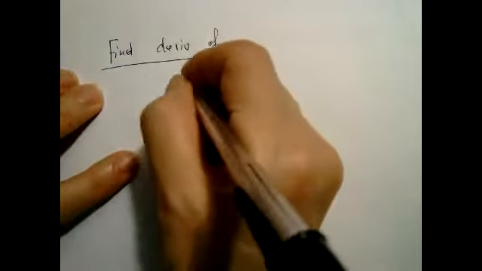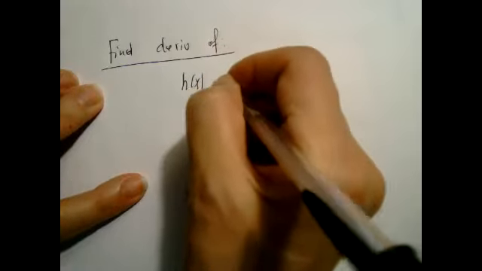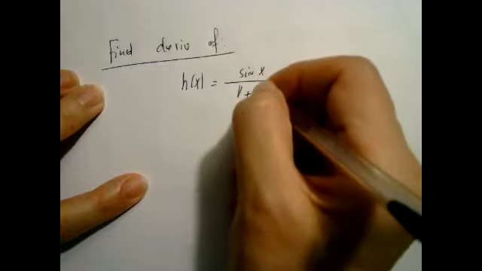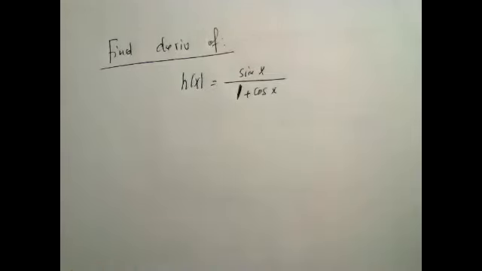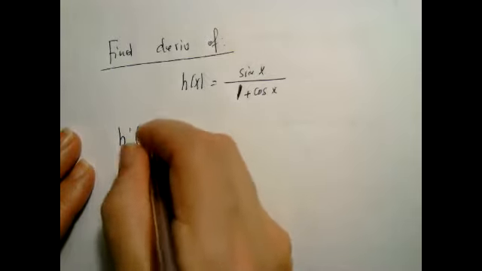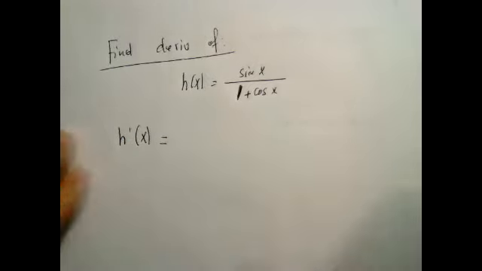h of x equal to something like sine x over 1 plus cosine x. Okay, so that's my function, and the question is, find the derivative of this. All right, what do we see in here? How can I find the derivative of that quickly? How would you find this derivative?